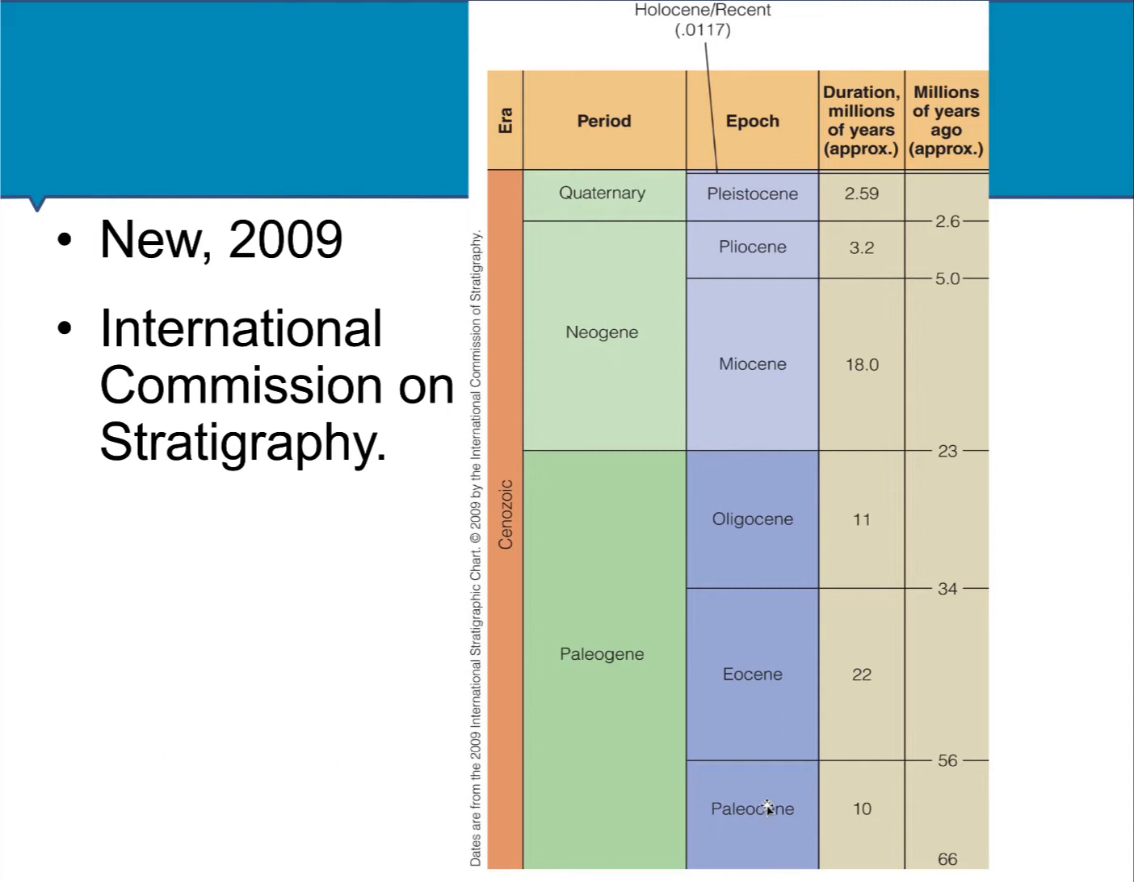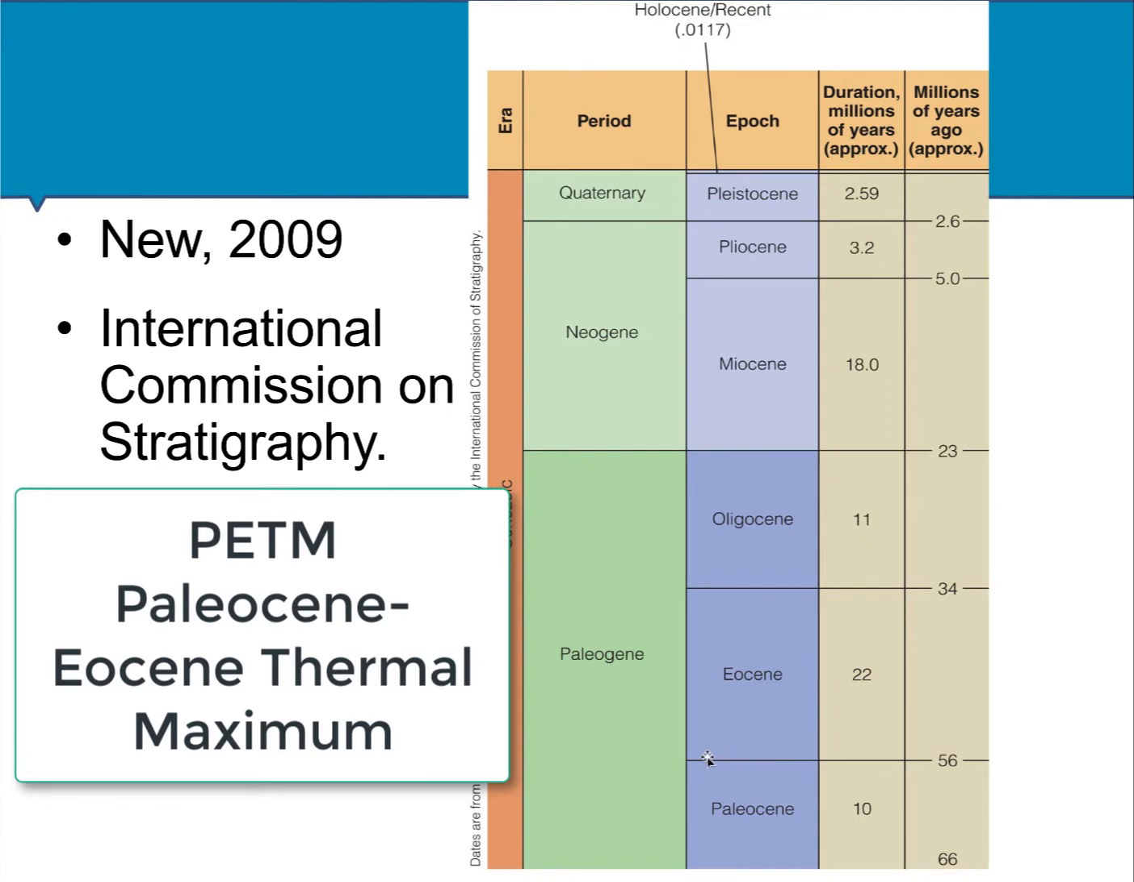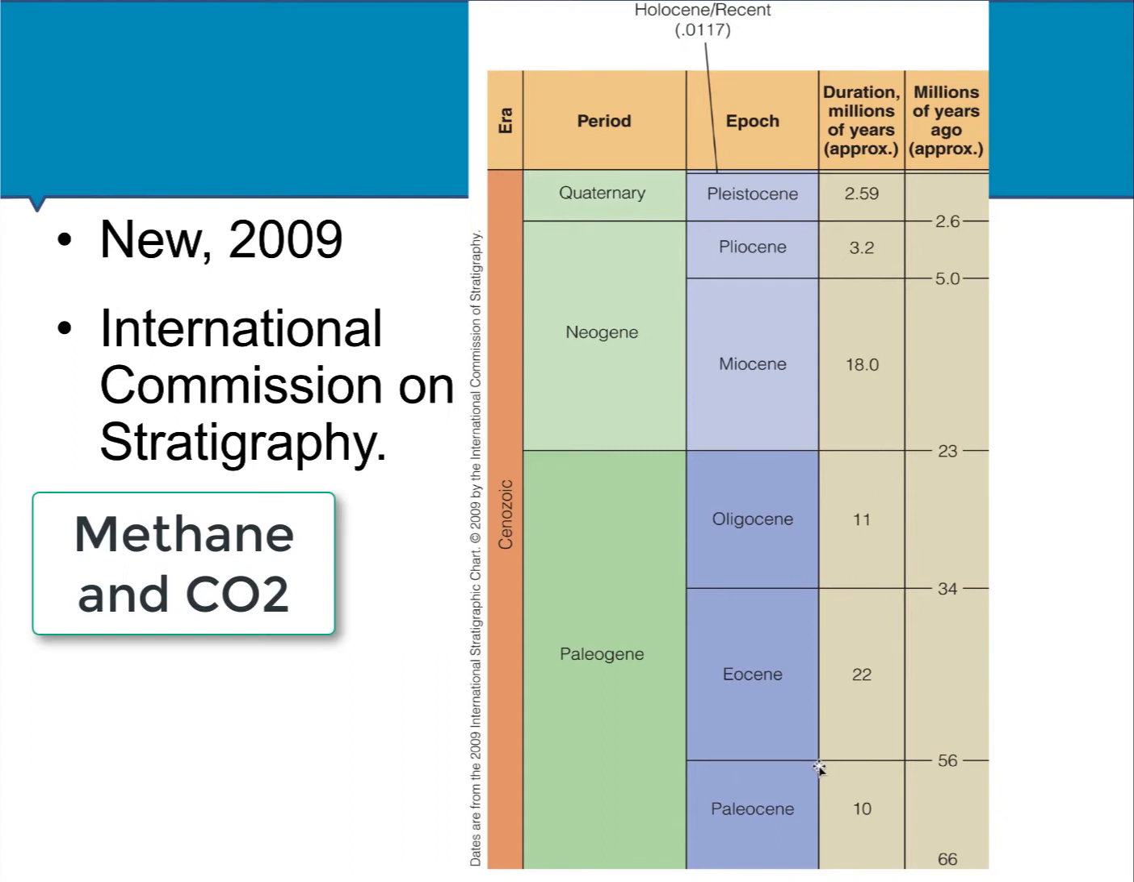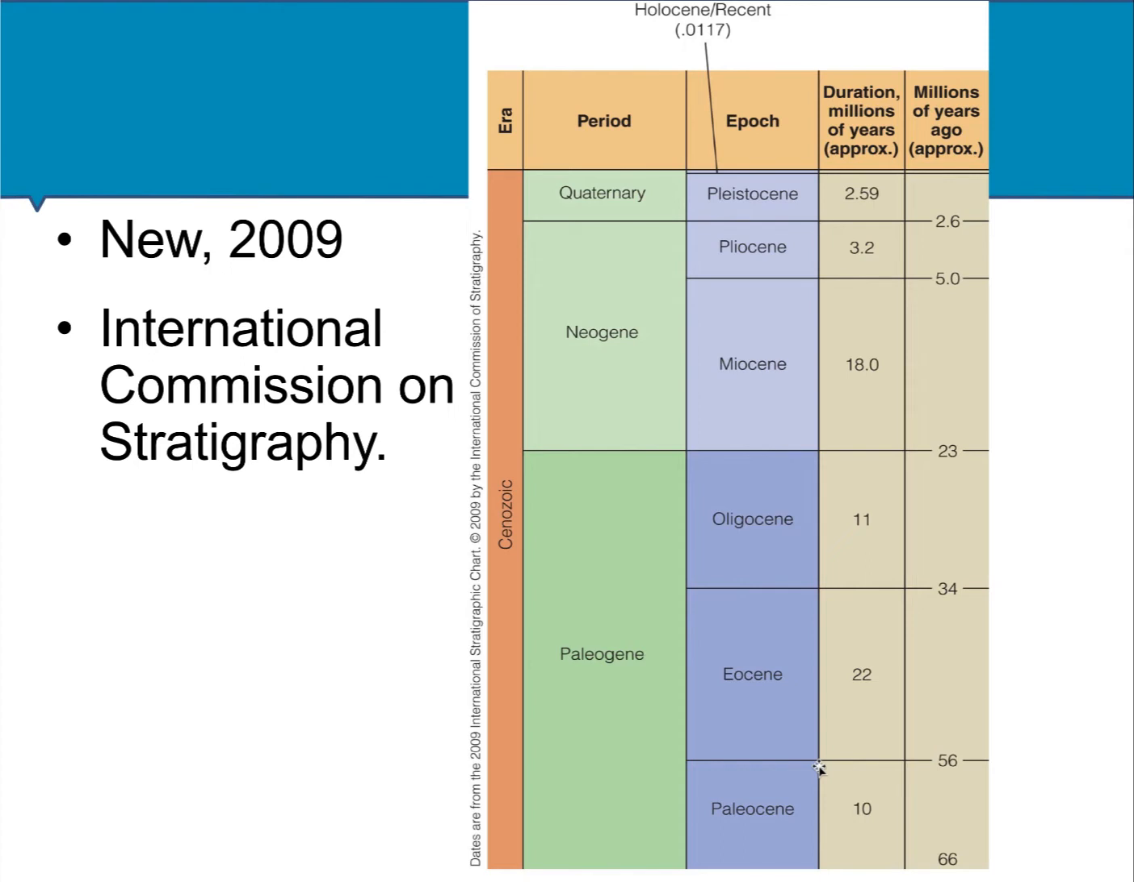Toward the end of this Paleocene, we do see this thermal maximum where temperatures are really warm. In fact, we call it the PETM for the Paleocene-Eocene thermal maximum. And what's happening here, we see an increase in greenhouse gases, primarily carbon dioxide and methane gases. And so we see really high sea levels during this time.